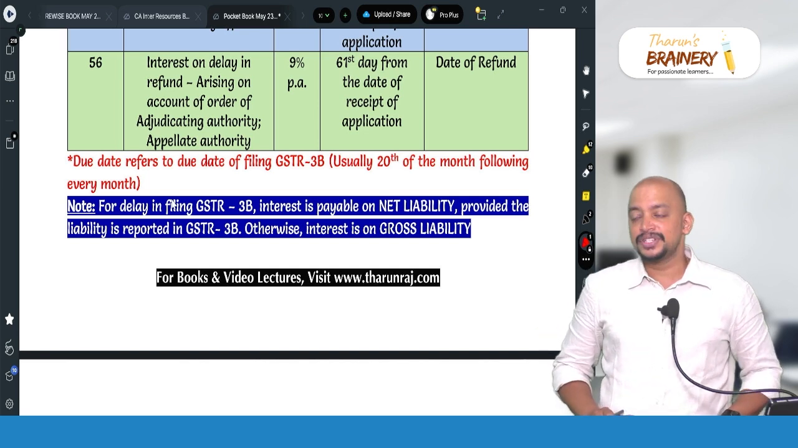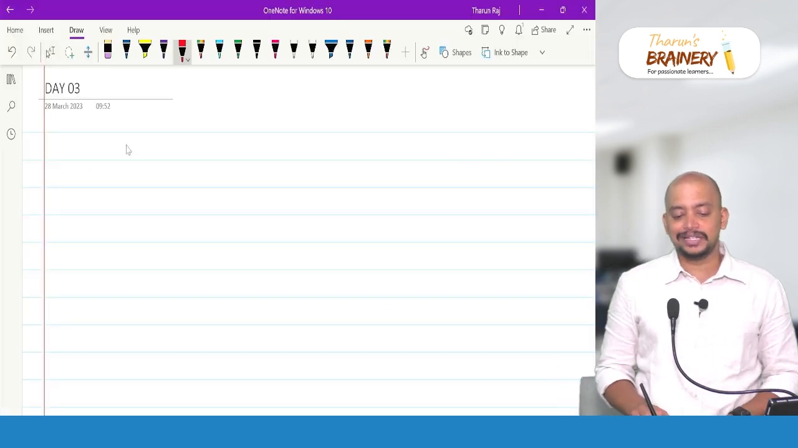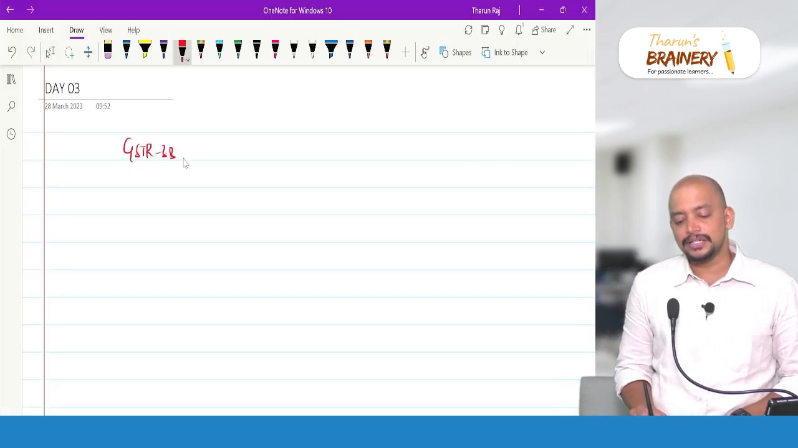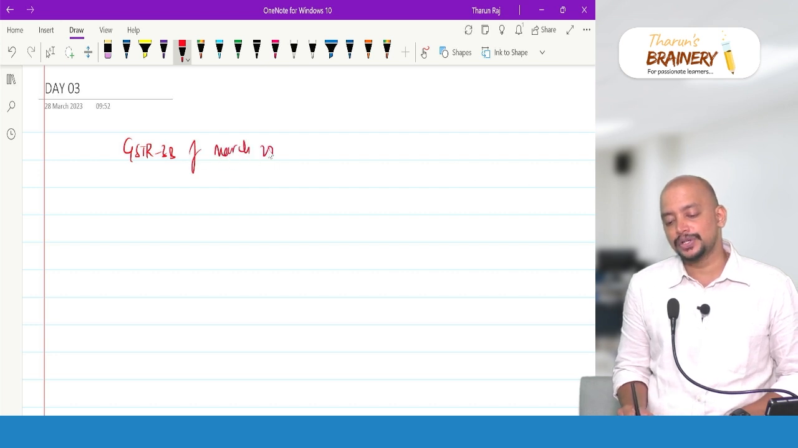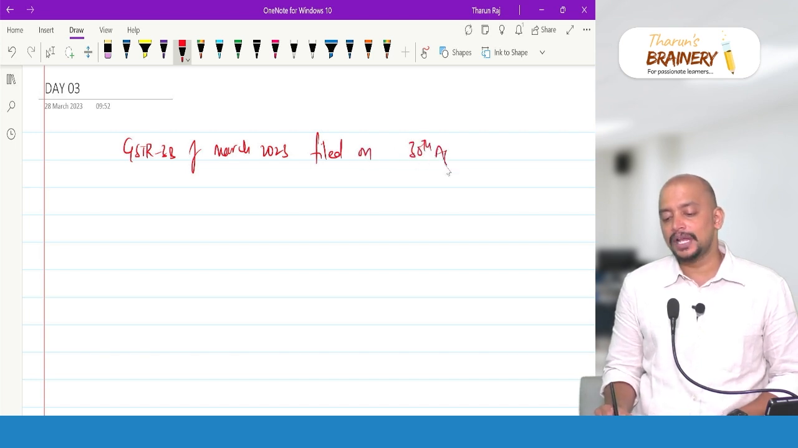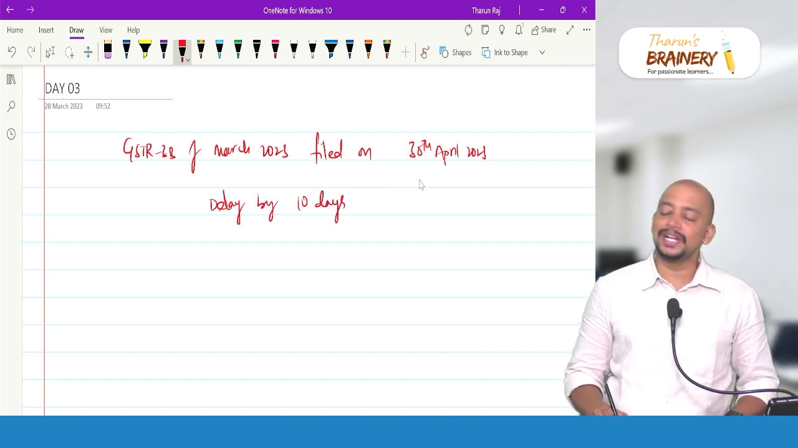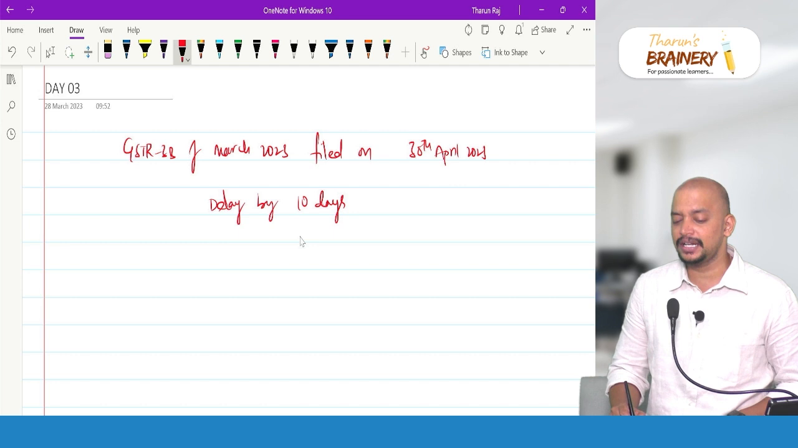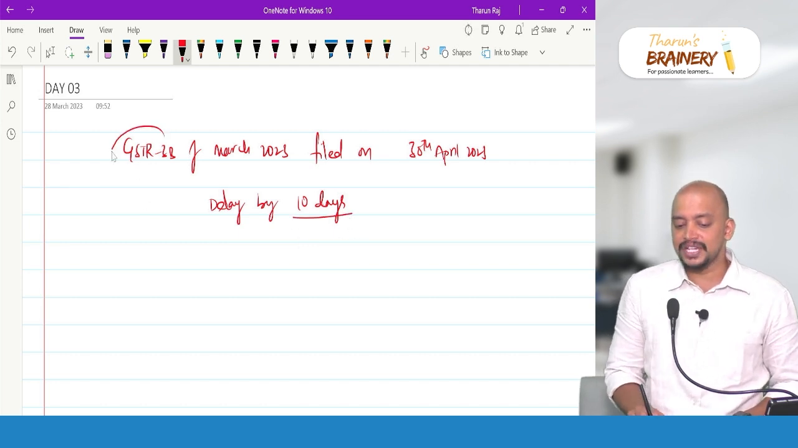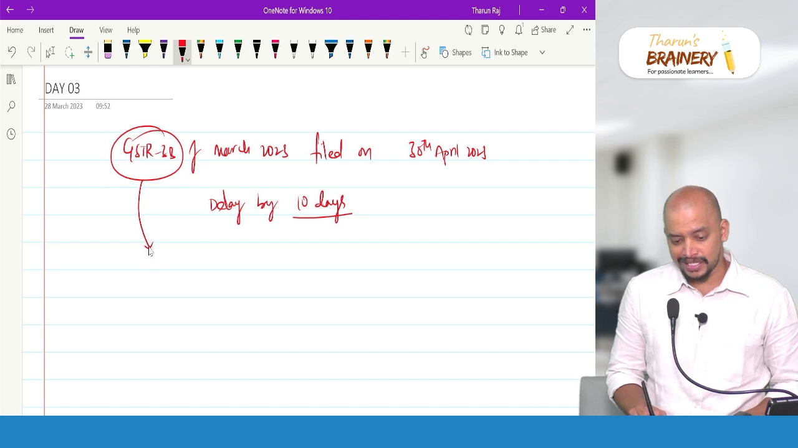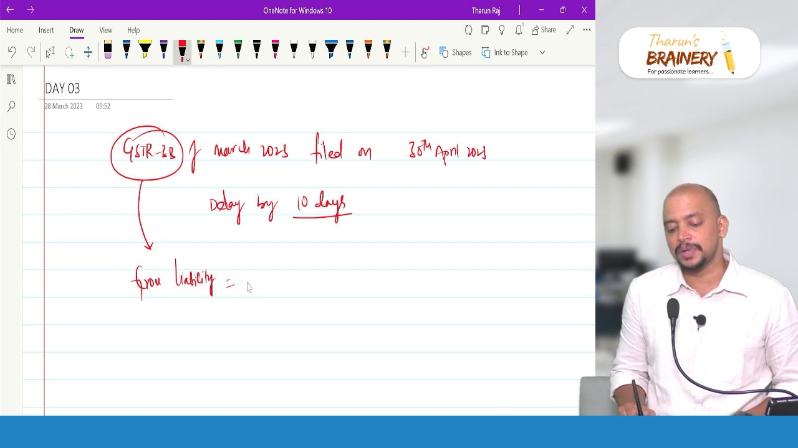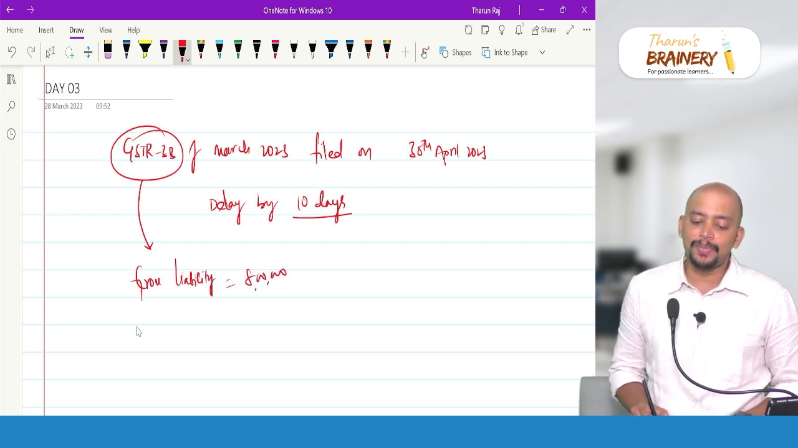For example, GSTR 3B of March 2023 filed on 30th April 2023. So there is a delay by how many days? Delay by 10 days, because the due date of GSTR 3B is 20th April of the succeeding financial year. For these 10 days, we need to see how much is shown as gross liability in this GSTR 3B. The gross liability shown in GSTR 3B is 8 lakhs, and we have balance in the electronic credit ledger.